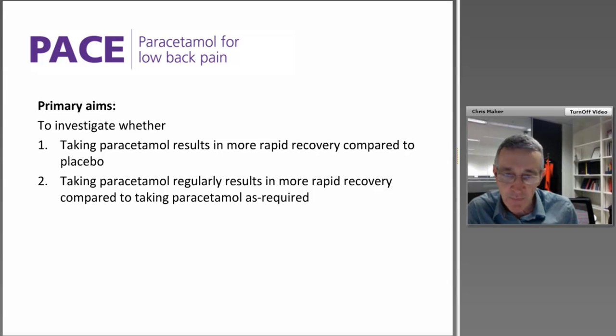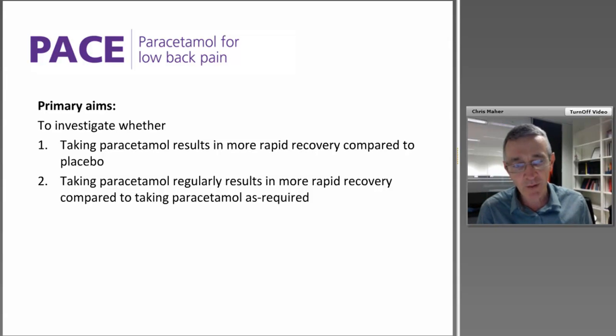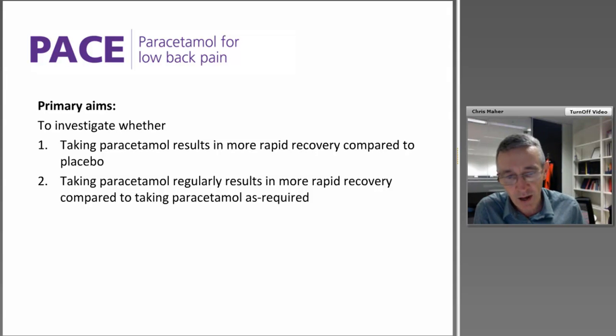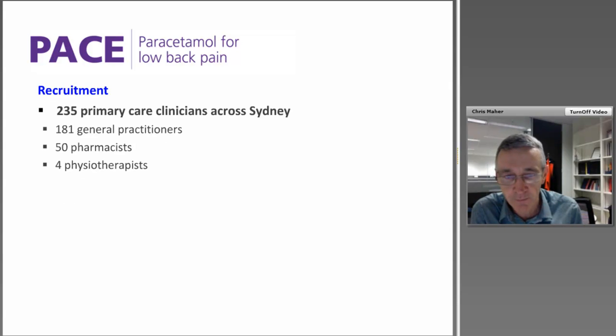And in PACE, we wanted to look at a couple of issues. We wanted to find out whether taking paracetamol results in more rapid recovery for people with acute low back pain. And we compared paracetamol to placebo, but we also looked at different dosing approaches. So we compared taking it as required to taking it regularly. So in this particular study, there were 3 arms. There was a placebo paracetamol arm, a regular paracetamol arm, and an as required or PRN paracetamol arm.